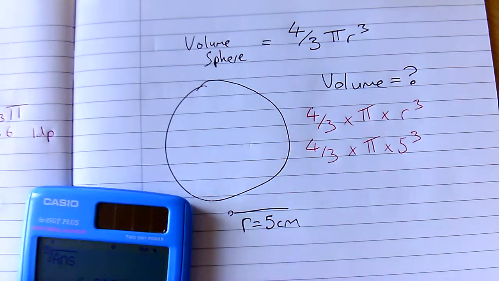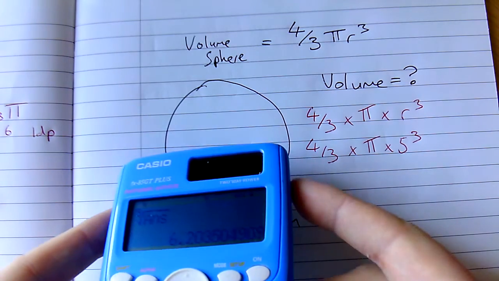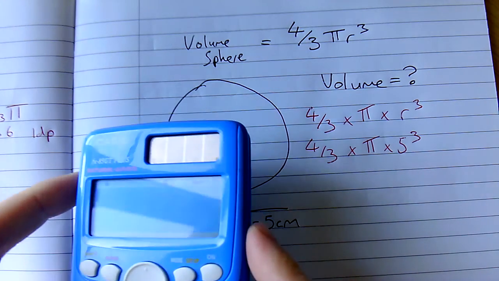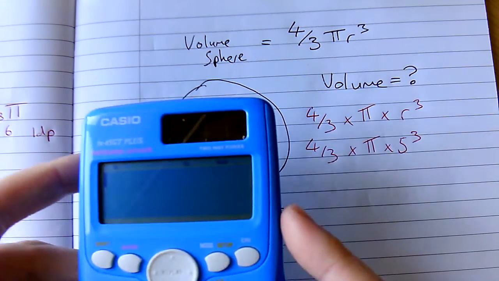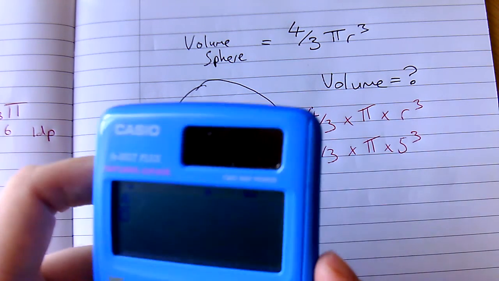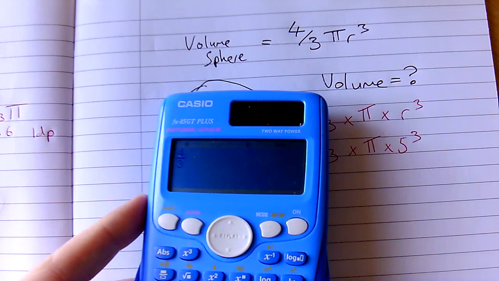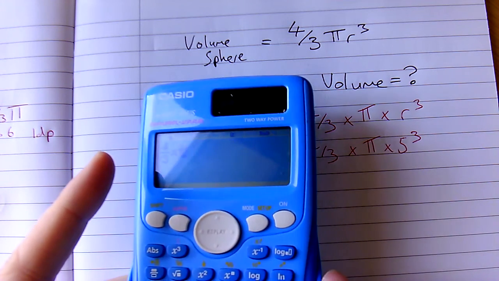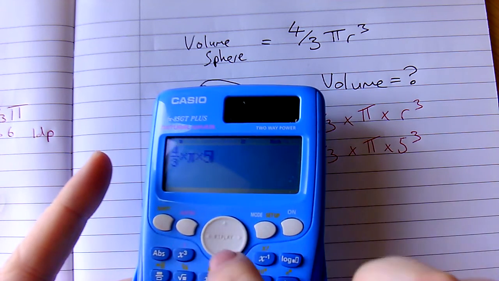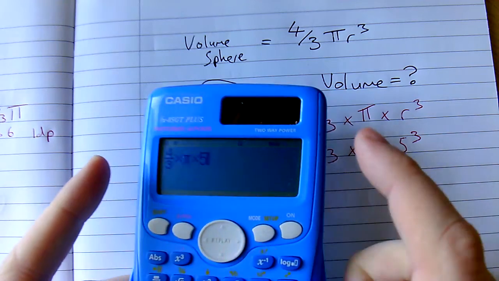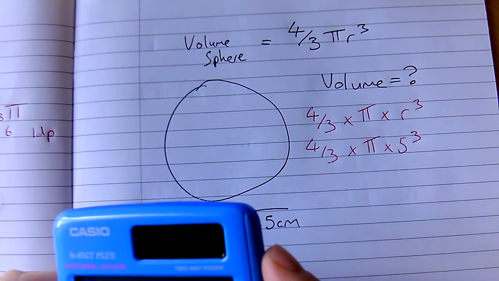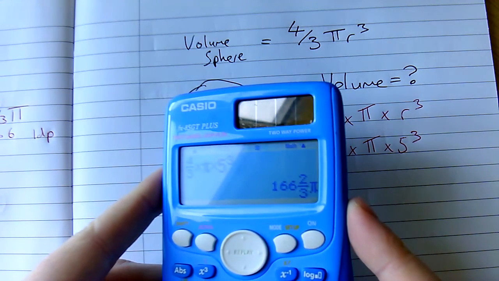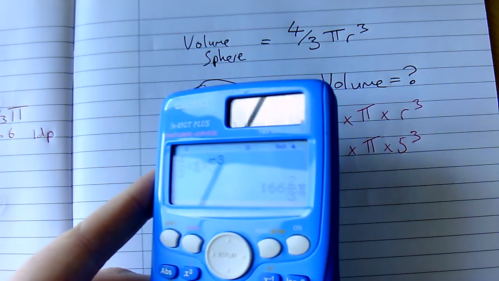All I've got to do now is take this value and pop it into the calculator, which is blatantly not going to be visible, but I'll do my best. So remember the fraction function, 4/3 times pi times 5 cubed. Once you plug that in, you should get an answer of 166 and 2/3 pi.